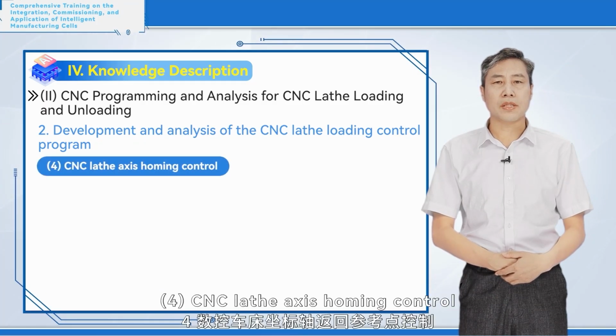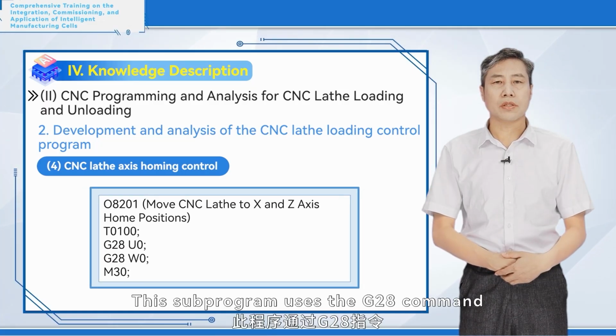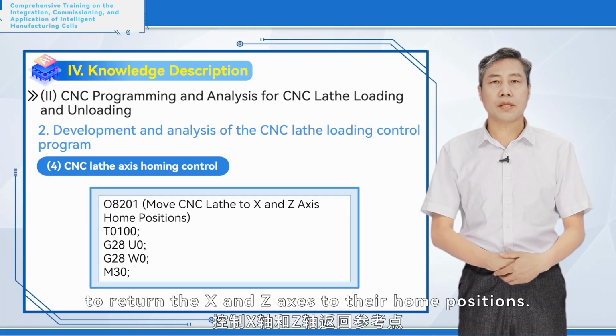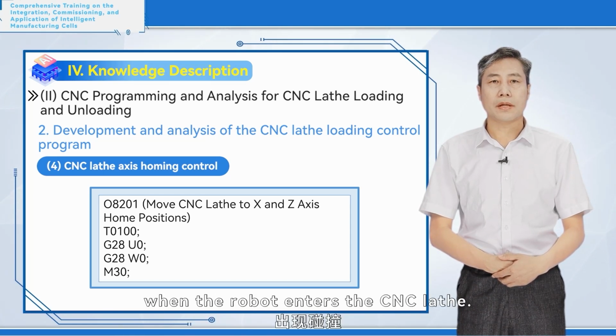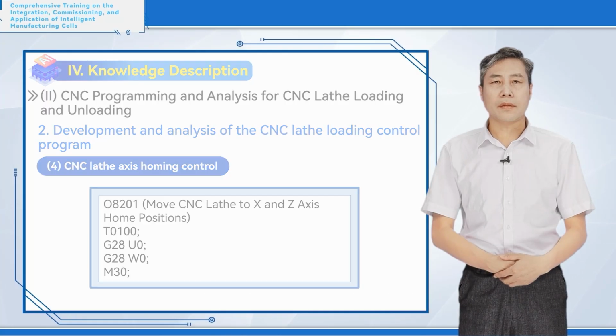4. CNC lathe axis homing control. This subprogram uses the G28 command to return the X and Z axes to their home positions. The purpose is to avoid collisions when the robot enters the CNC lathe.